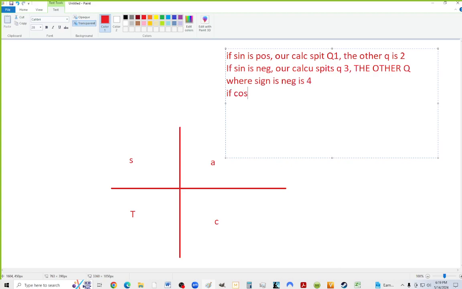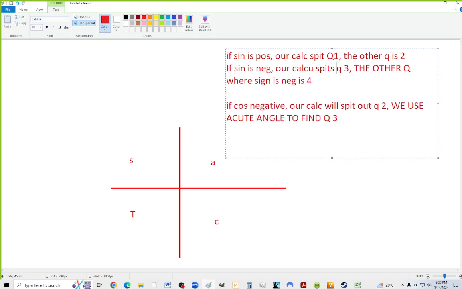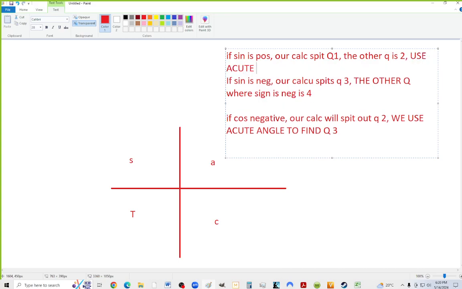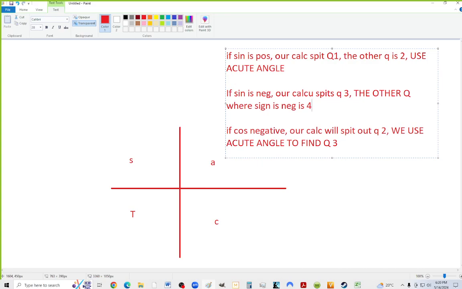If cos is negative, where's the first time cos is negative? Which quadrant? 2. Yeah. Our calculator will spit out quadrant 2. Where else is cos negative? Quadrant 3. Yeah. We use acute angles to find quadrant 3. And I should have written that up here: use the acute angle for the second one, the second quadrant.